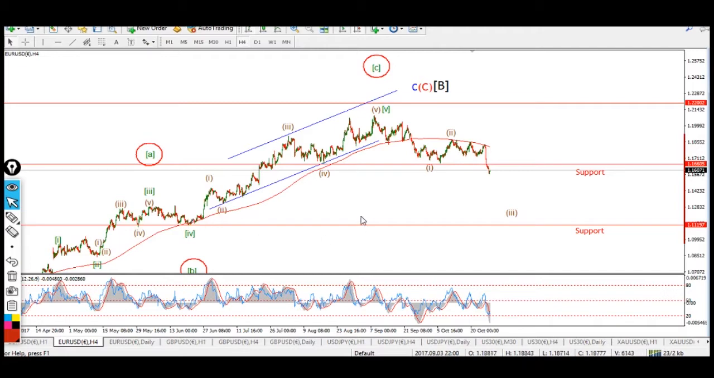So I'm going to run you through a quick overview of where we stand after this week's action. All right, I'm going to start on the 4-hour euro-dollar chart, and I'm just going to run you through the updated wave count on that chart.